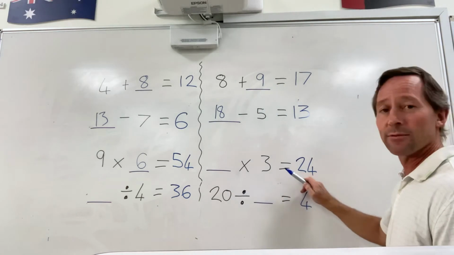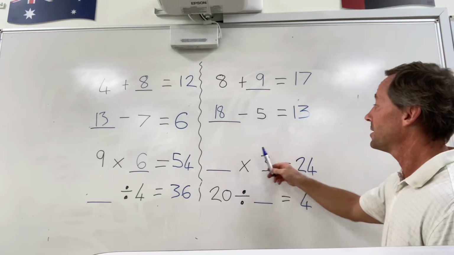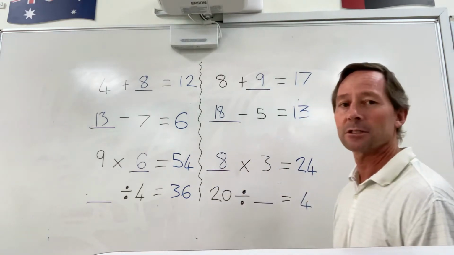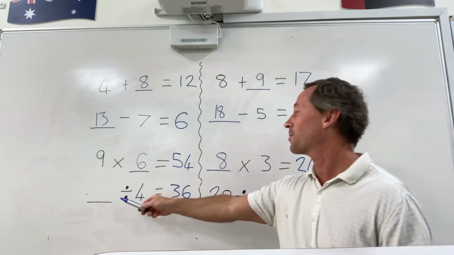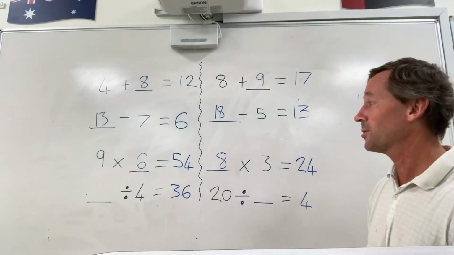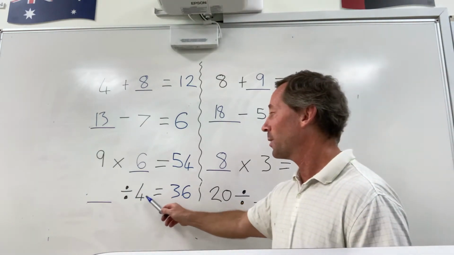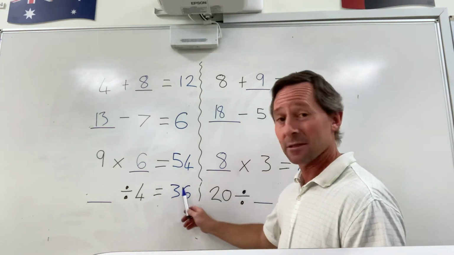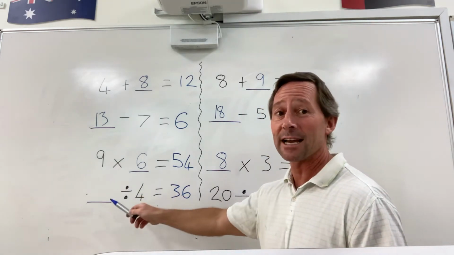Something times 3 is 24. Or you could just say 24 divided by 3 is 8. So we're doing things back to front and the opposite. Here I have something divided by 4 equals 36. So what would I do here, do you think? Something divided by 4 equals 36. The opposite to divide is multiply. It's a big one. 36 multiplied by 4 would give you this answer.